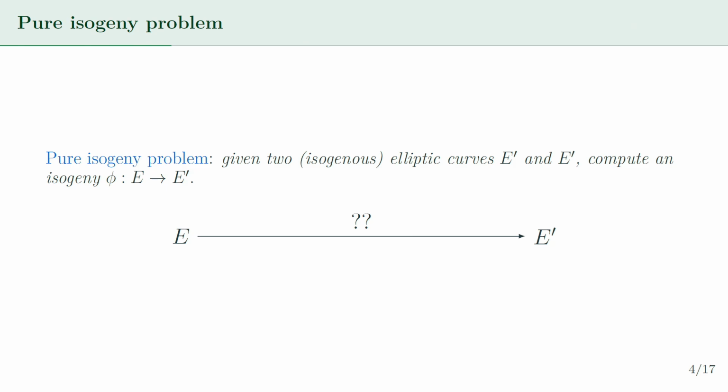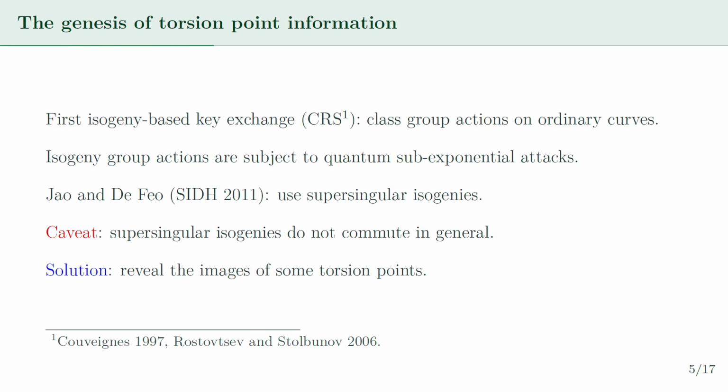So one of the problems that occurs in the field, or that was occurring up to 2 years ago, was the supersingular isogeny problem with torsion point information. So the very first isogeny-based protocol was using isogeny group actions on ordinary curves, but these isogeny group actions are subject to a sub-exponential quantum attack. So in 2011, Jao and De Feo asked themselves, can we move away from these group actions and use normal supersingular isogenies? But one problem that occurs is that normal supersingular isogenies don't commute in general. So they needed something more to make these isogenies commute, and what they found was that if you reveal some torsion point images through these isogenies, then you can make them commute, okay? So this is where the torsion point information comes from. It was introduced to make the supersingular isogenies commute, and hence obtain a Diffie-Hellman type diagram.